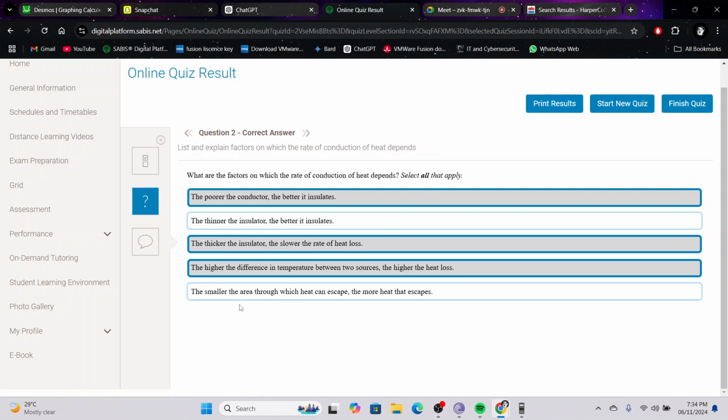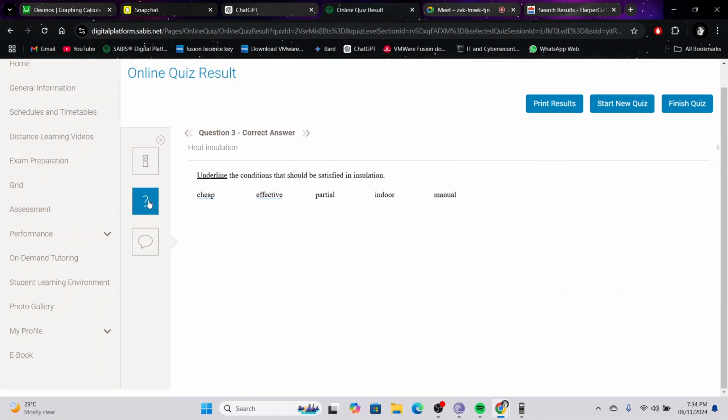So much. What are the factors on which the rate of conduction of heat depends? The poorer the conductor, the better it insulates, obviously, because the conductor is the opposite of an insulator. And the other way around, the poorer the insulator, the better the conductor. The thicker the insulator, the slower the rate of heat loss, obviously, because the insulator absorbs the heat and keeps the heat in. And the higher the temperature difference between two sources, the higher the heat loss. So, for example, if you have a substance at 100 degrees Celsius and another one at 2, it's going to transfer at a faster rate compared to 55 degrees and 50. Then that would be slow because they're almost the same temperature. Basically, they're going to try to reach equal temperatures, so it goes at a faster rate, and eventually it slows down at the end.